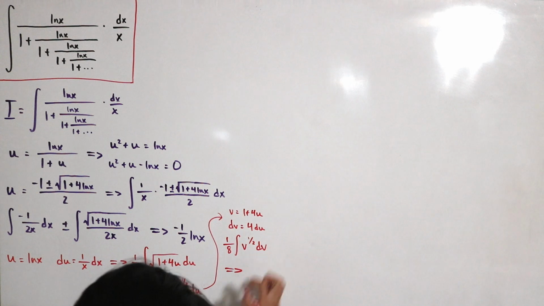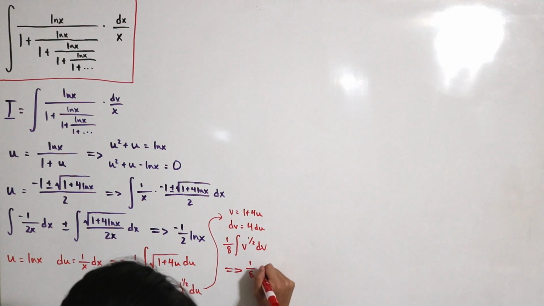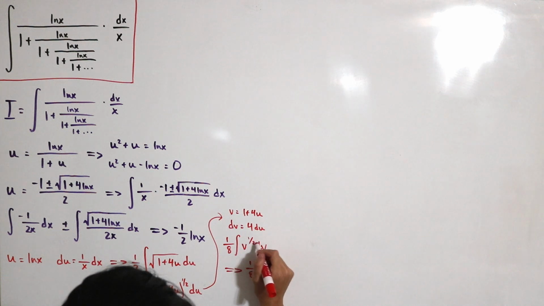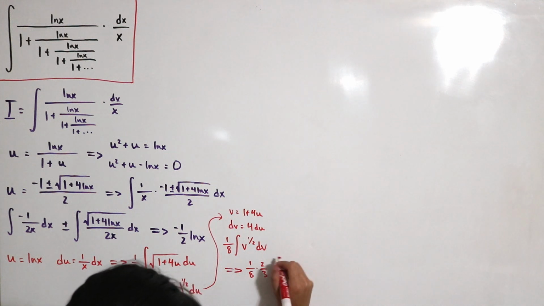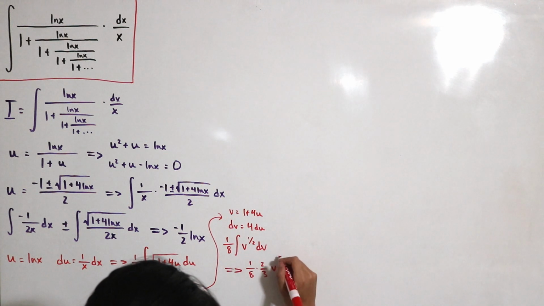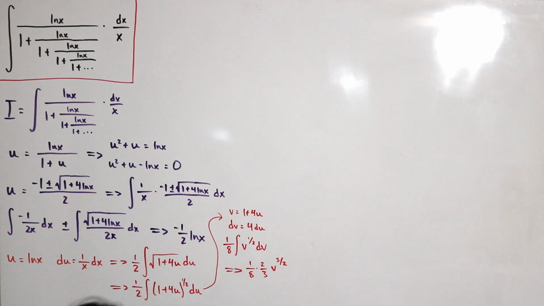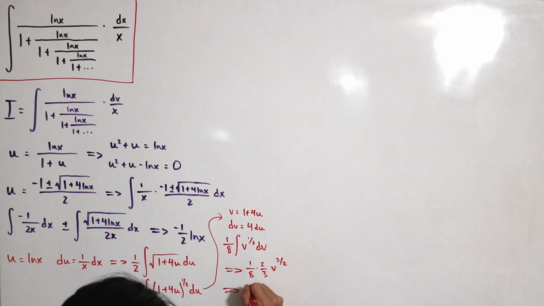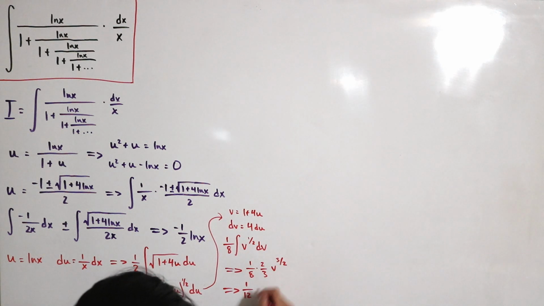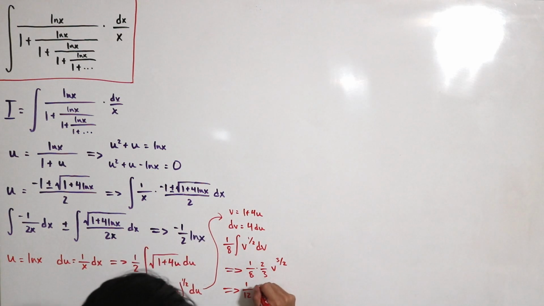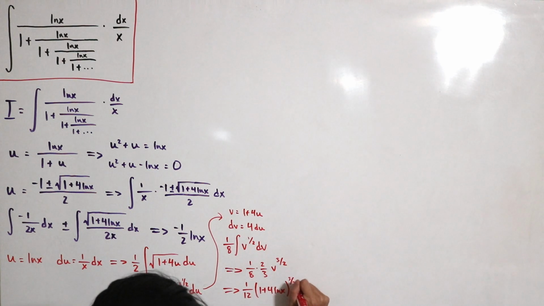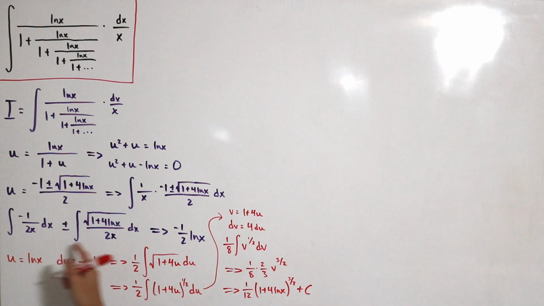Then we can keep going, so that means I have 1 over 8, then v to the 3 over 2, divided by 3 over 2, so it's times 2 over 3. So this will just be 1 over 12. Replace v with our 1 plus 4u, but then we put back the u for ln of x, so this will just be 1 over 12 times 1 plus 4 ln of x to the 3 over 2. And then plus c, since they're all indefinite integrals.